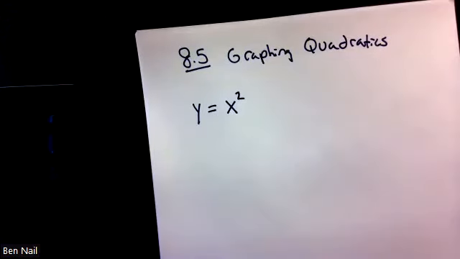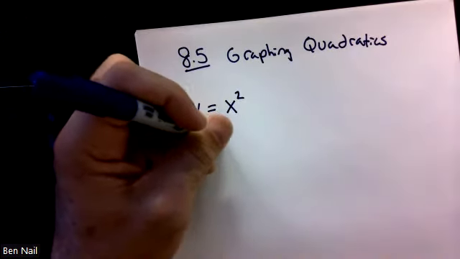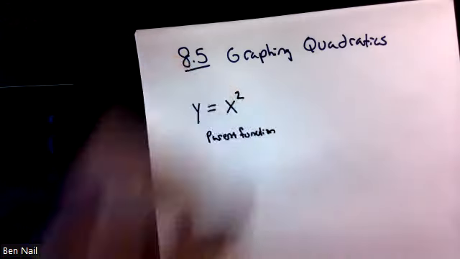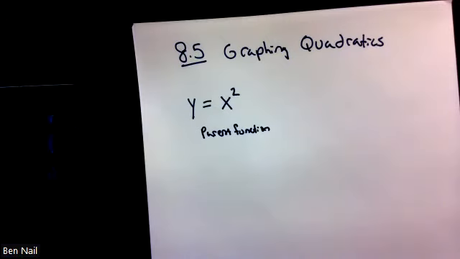So we're going to start by graphing the most basic quadratic function, which is just y equals x squared. We actually refer to this as the parent function. It is the most basic quadratic. It's going to show us some of the properties, and I'm going to show you a nifty way we can graph as long as the equation is in vertex form.